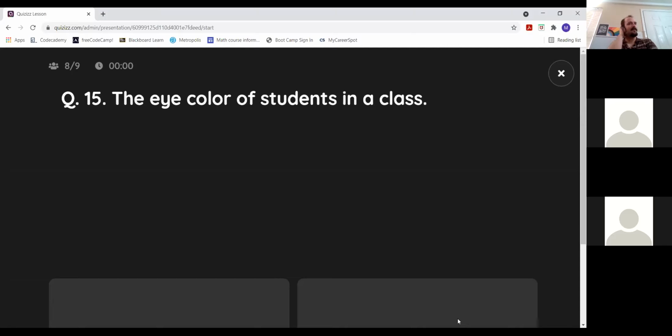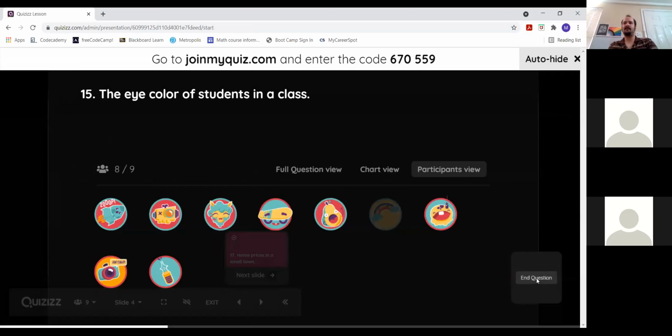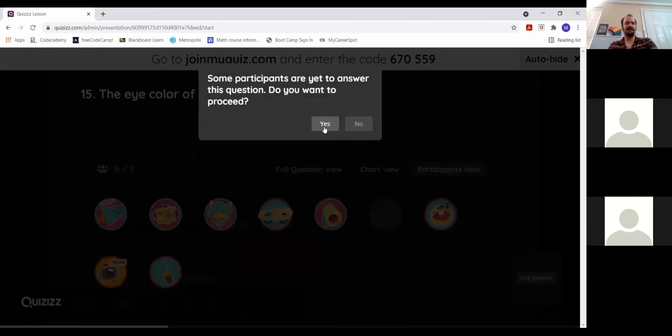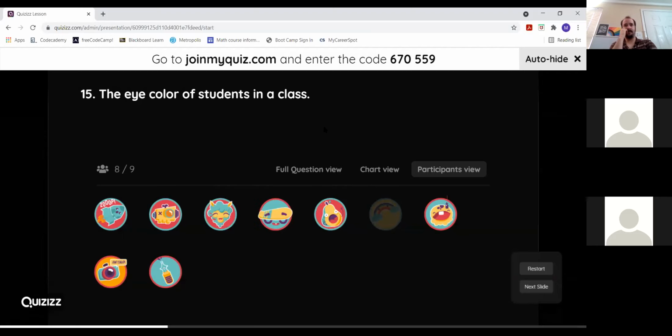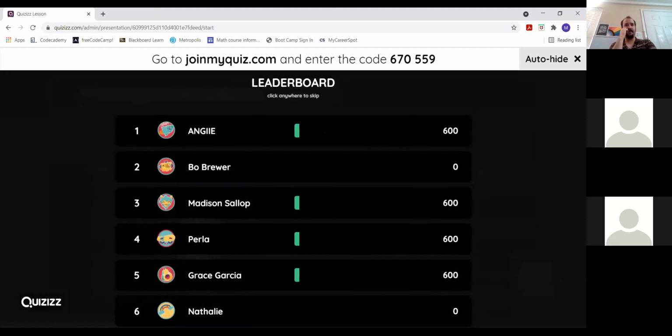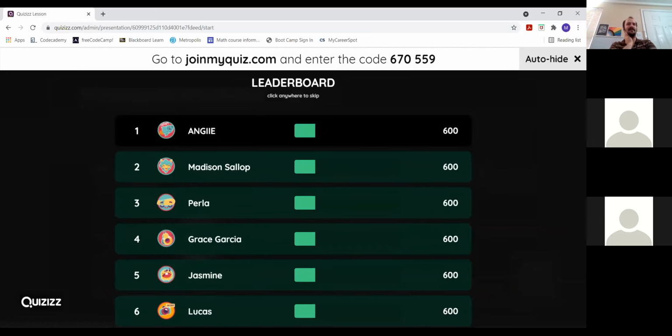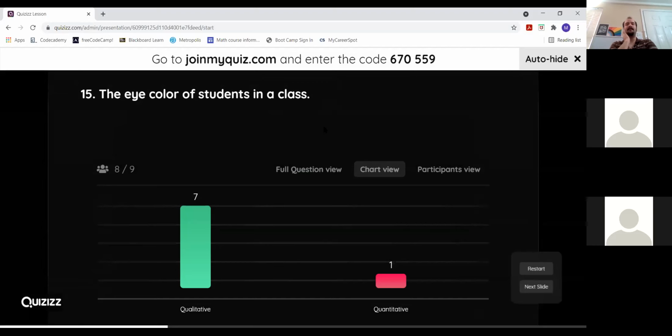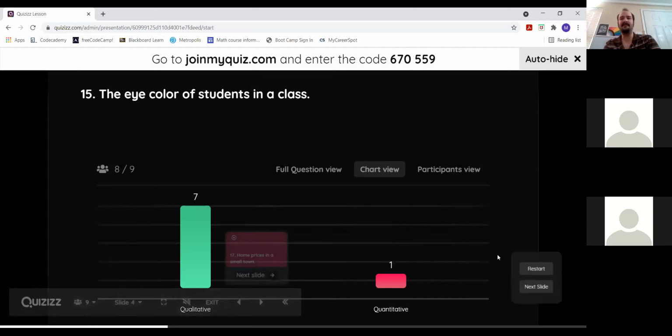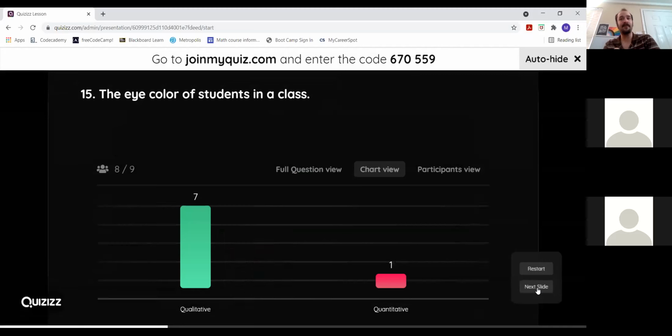We're talking about colors. Is that qualitative or quantitative? I hope this is one big tower of green. If you're talking about eye color, you're not giving me a number. You're giving me a red, a blue, a green. It should be qualitative. It is not a number. So if it is quantitative, it should be a number.